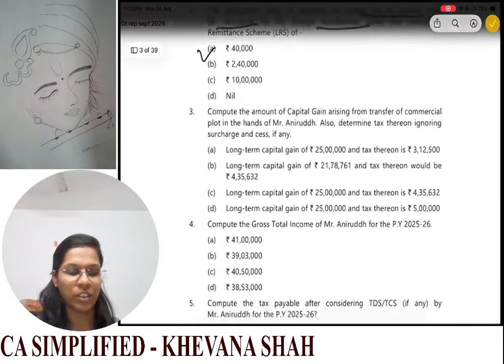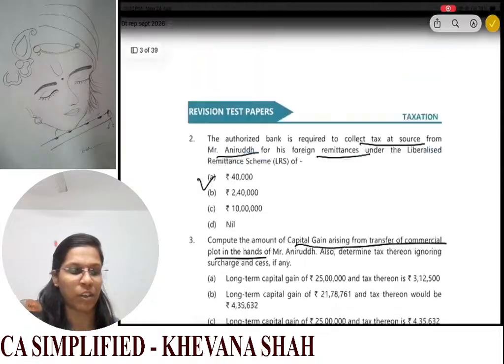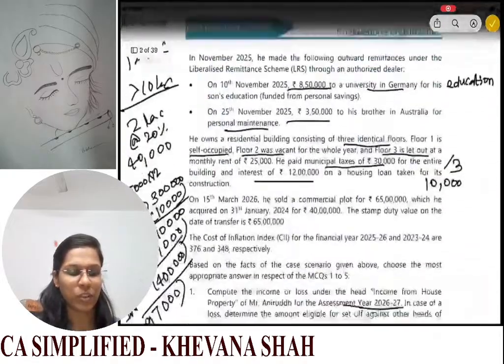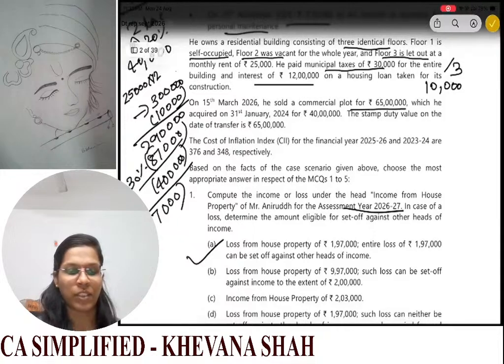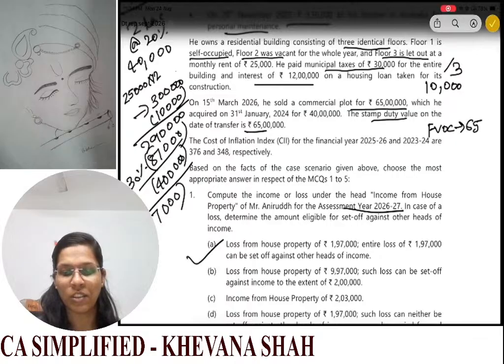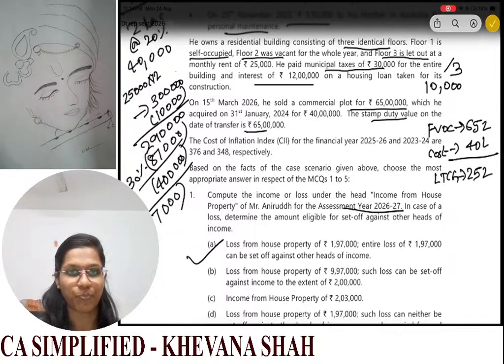Now coming to the third question, capital gain arising from transfer of a commercial plot. For the commercial plot, we have sale consideration as 65 lakhs. We have stamp duty as 65 lakhs. Since both of them are the same, we'll be taking 65 lakhs only as our full value of consideration. Now cost we are given 40 lakhs. So your long-term capital gain in this case will be 25 lakhs.